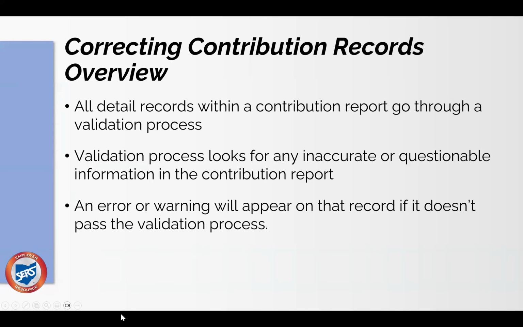When a contribution file is uploaded or created manually, the detail records contained within the file will go through a validation process. During this process, the system looks for any information within the file that is inaccurate or questionable. If the validation process finds contribution records within the file that are in fact incorrect or questionable, errors or warnings will appear for the corresponding records.